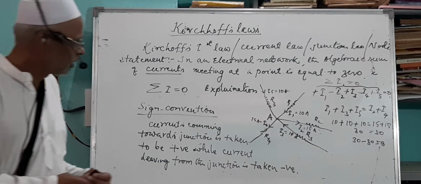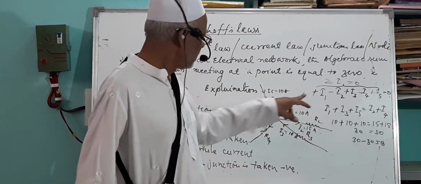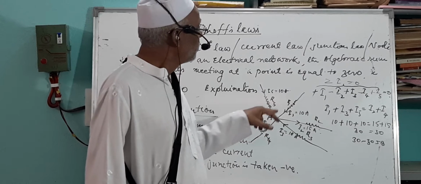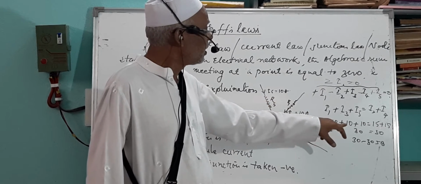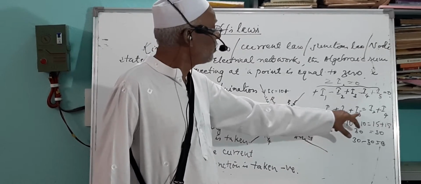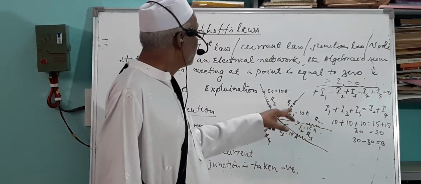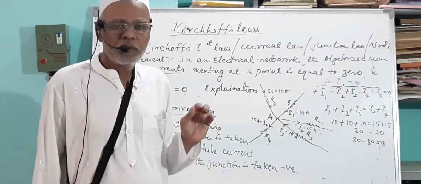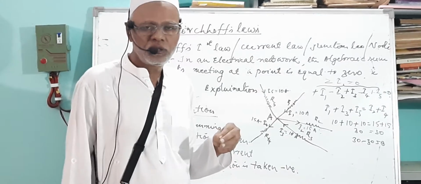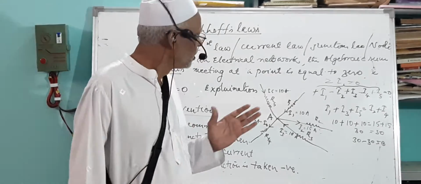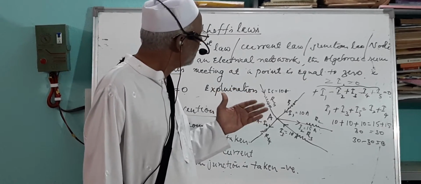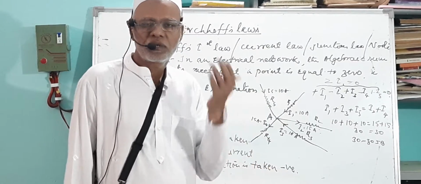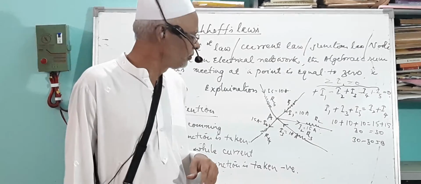So the conclusion is like this: I considered some data. So I1 is 10 ampere, I2 is 10, I3 is 10 ampere, I5 is 10 ampere. So you see that there are 5 branches. Among the 5 branches, in some branches 10 ampere of current is coming toward the junction, whereas in 2 branches 15 ampere of current is leaving from the junction.